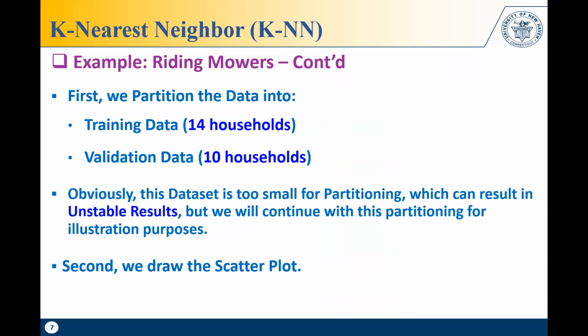So first, we partition the data into training data and validation data, following the 60% and 40% rule. So we have 14 households for the training data and 10 households for the validation data. Obviously, this dataset is too small for partitioning, which can result in unstable output. But we will continue with this partitioning just for illustration purposes.